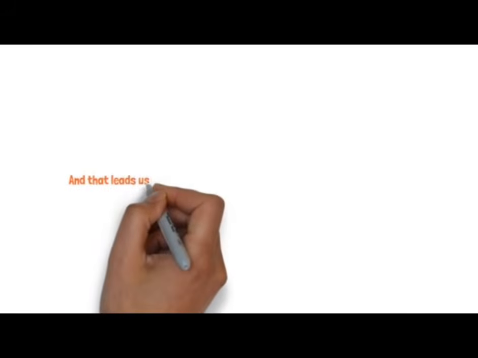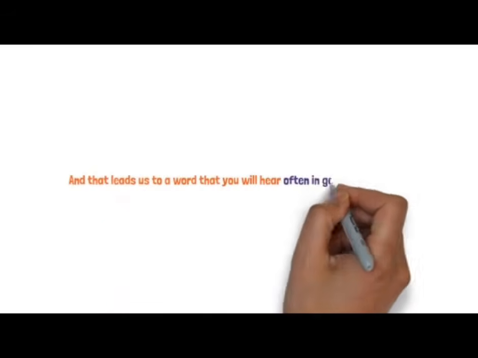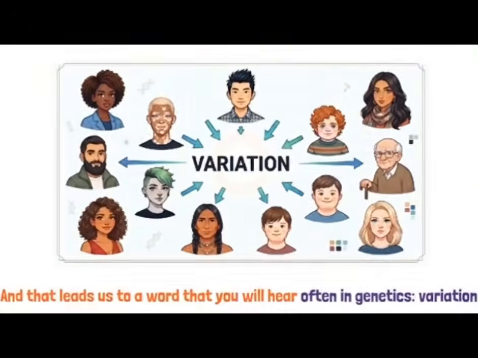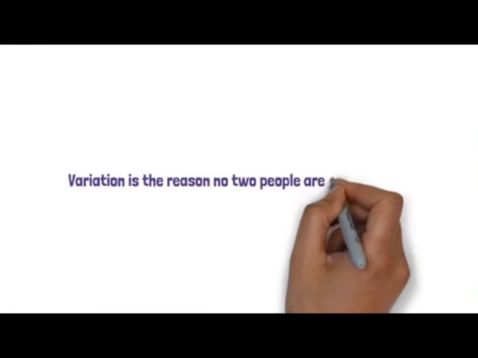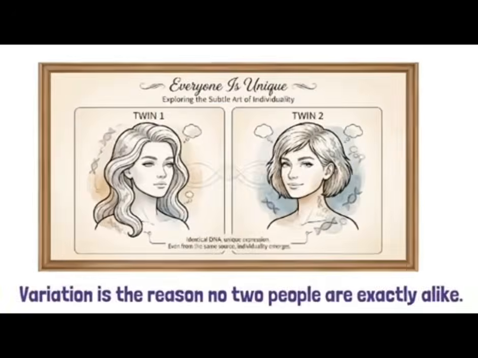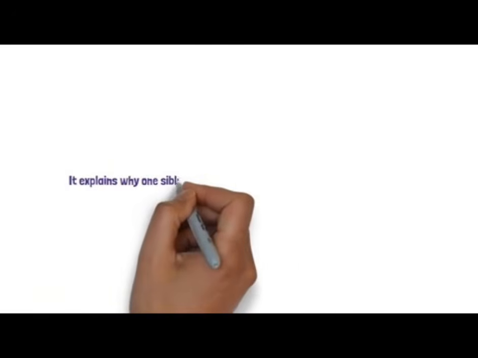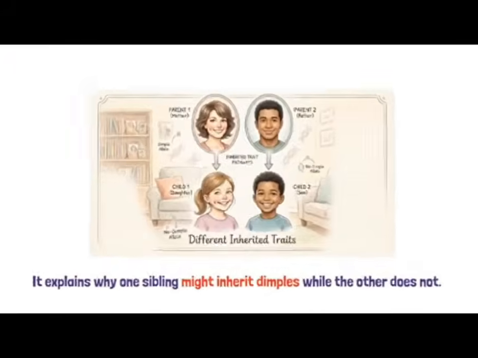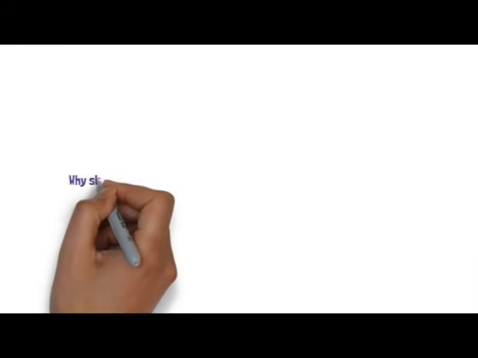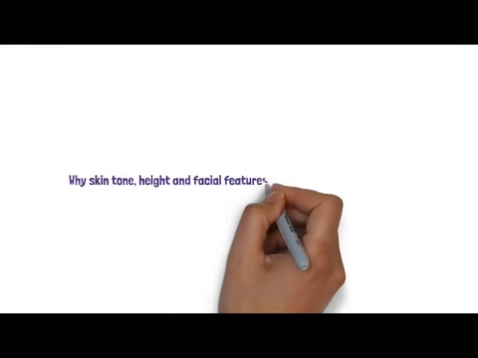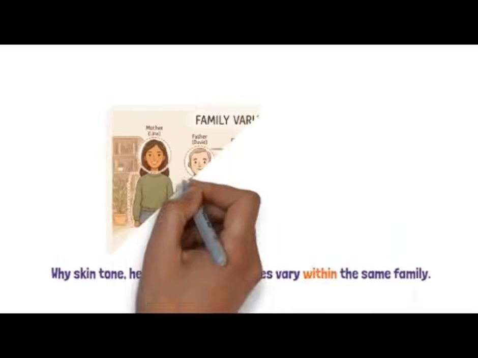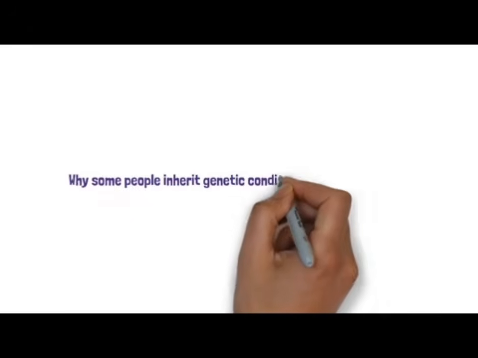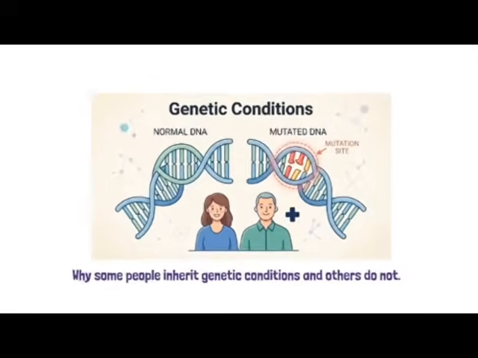And that leads us to a word that you will hear often in genetics: variation. Variation is the reason no two people are exactly alike. It explains why one sibling might inherit dimples, while the other does not. Why skin tone, height, and facial features vary within the same family. Why some people inherit genetic conditions and others do not.